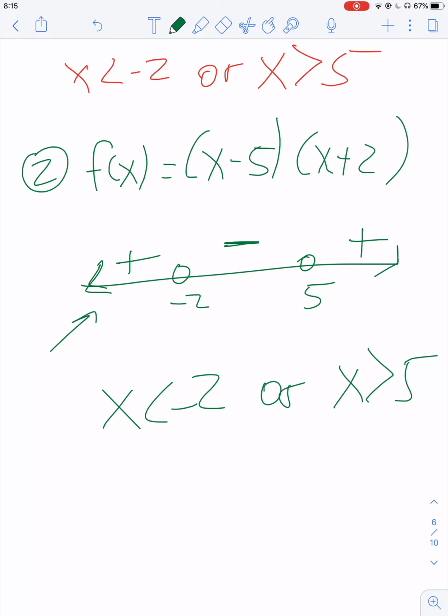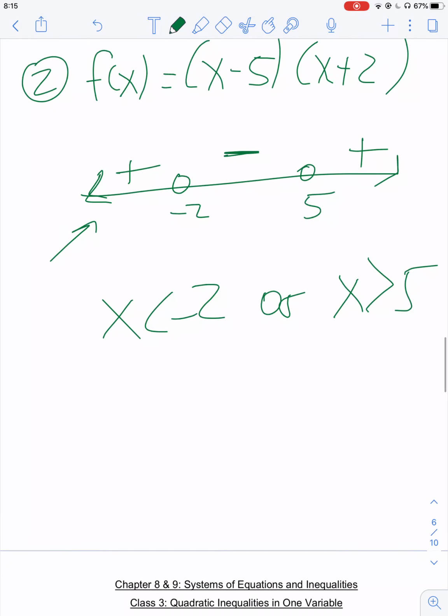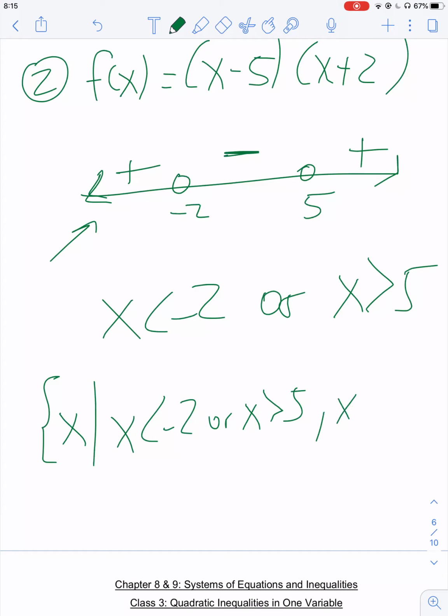So this is how I would answer this question. And again, in the correct notation, all you have to do is put this, I call this the squiggly bracket. So {x such that x is less than negative 2 or x is greater than 5, comma, x belongs to the real numbers}, and then you close your bracket. I'm not very good at closing the bracket, but whatever. It looks something like this.